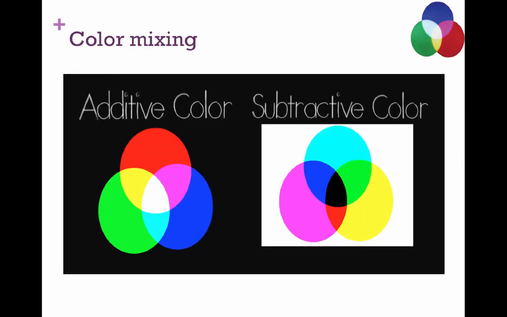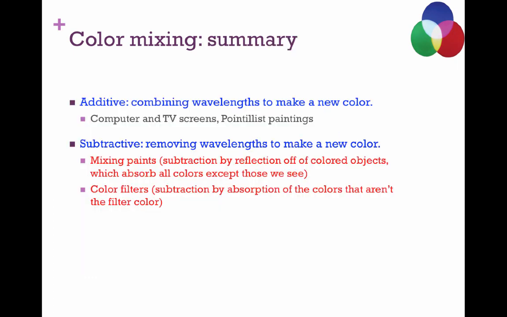In comparison, these two color mixing Venn diagrams show what happens when you additively add colors and subtractively add colors. So in summary, additive color mixing is adding wavelengths to make a new color. And we see that in computer screens, TV screens, and pointillist paintings. Subtractive color mixing is when you take out wavelengths to make a new color.